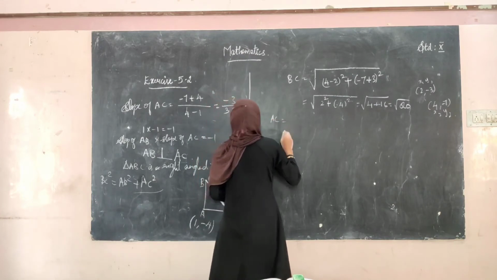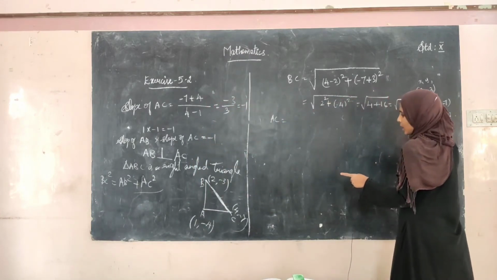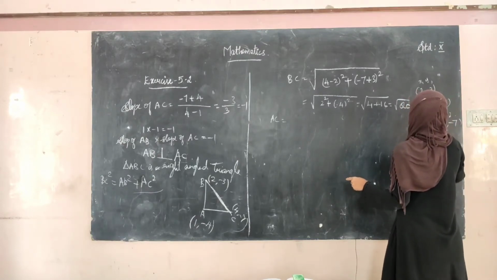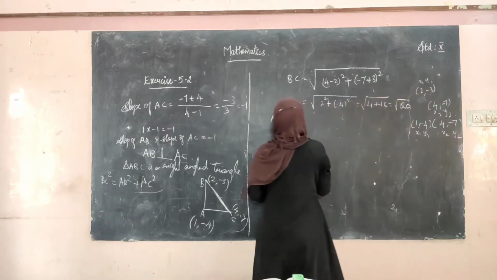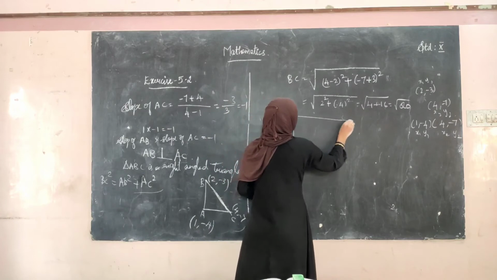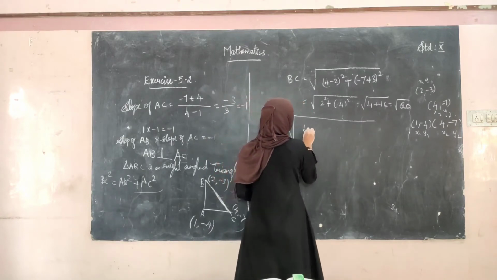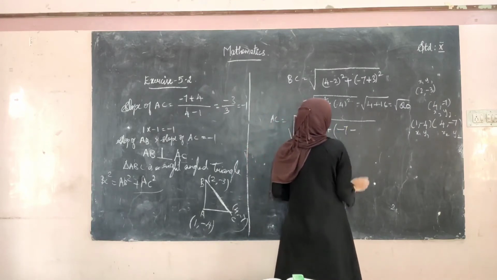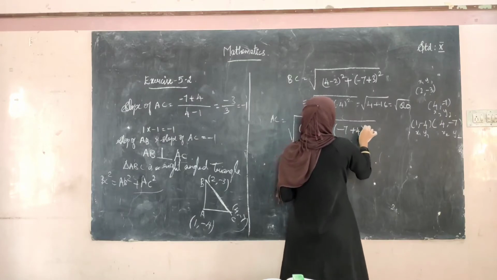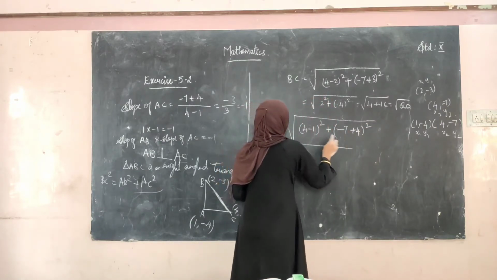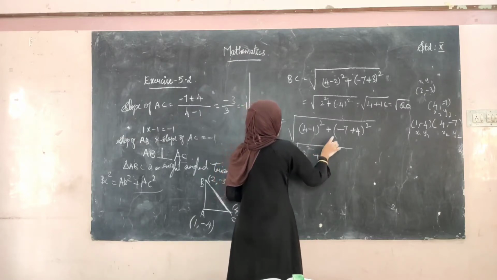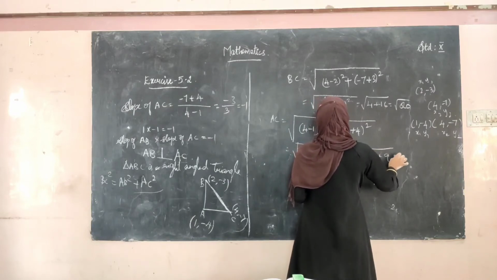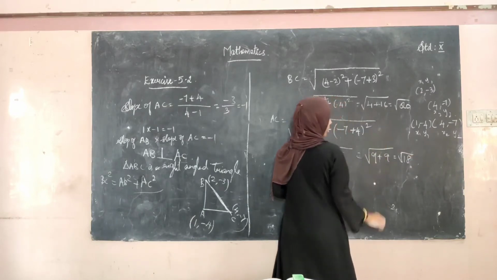Now shall we find AC? What are the points? A is 1 comma -4, C is 4 comma -7. Here you have to take this as x1, y1, x2, y2. AC is equal to square root of x2 minus x1, that is 4 minus 1 the whole square plus y2 minus y1, -7 minus -4, so it becomes -3 the whole square, which is equal to square root of 3 square plus -3 square, which is equal to square root of 9 plus 9, equal to square root of 18.